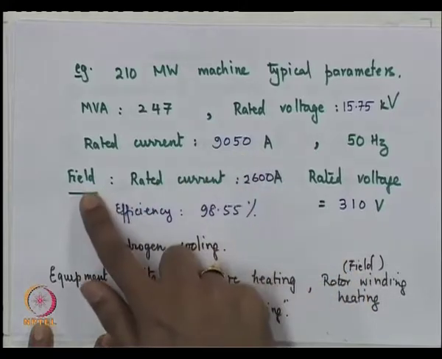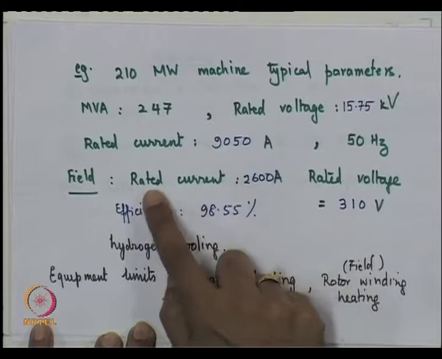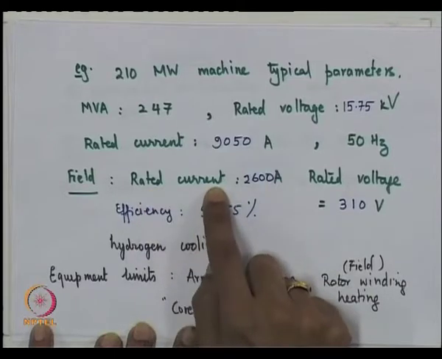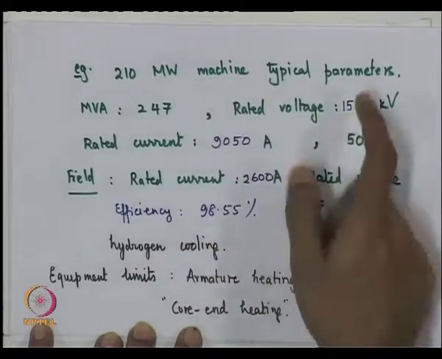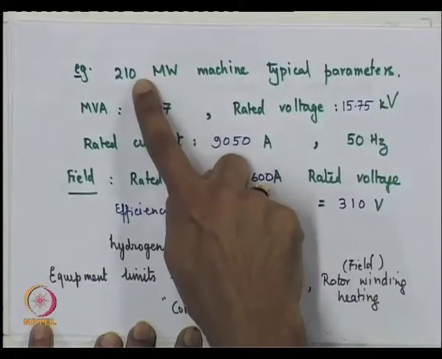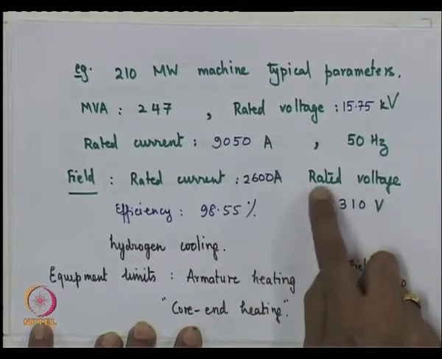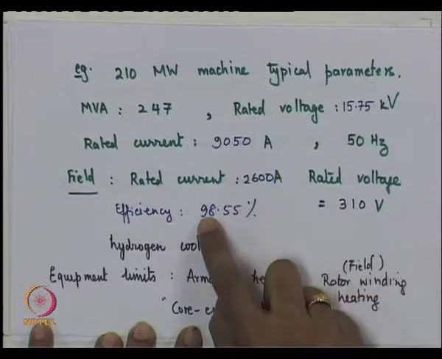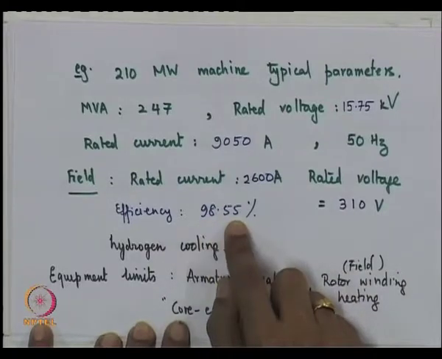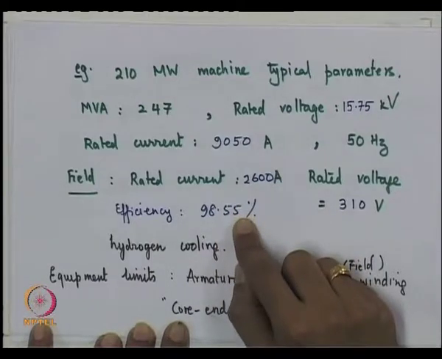Similarly, the field has a rated current of 2600 amperes. When I say rated current, it means the current which flows in the field winding in order to get the rated voltage under loaded conditions, that is full load or rated load conditions. The rated voltage similarly is 310 volts, and the efficiency can be very high. In this case it is around 98.5. This is only the efficiency of the generator, I am not talking of the turbine, etc.